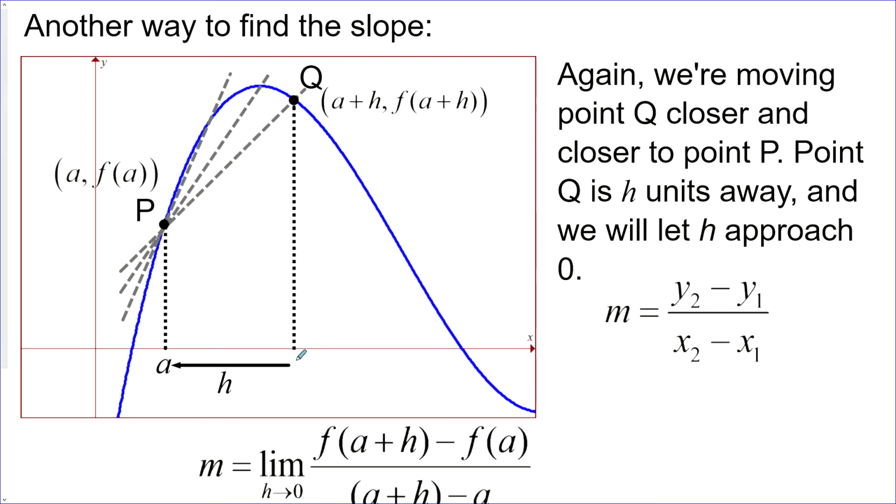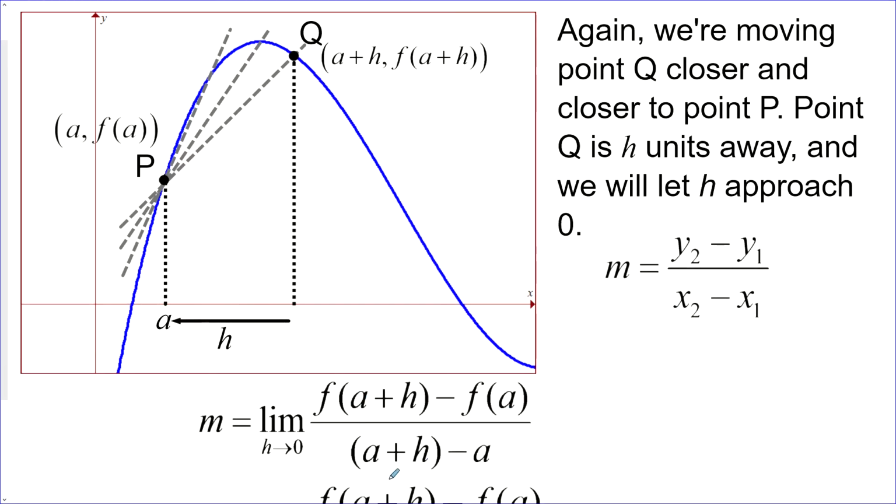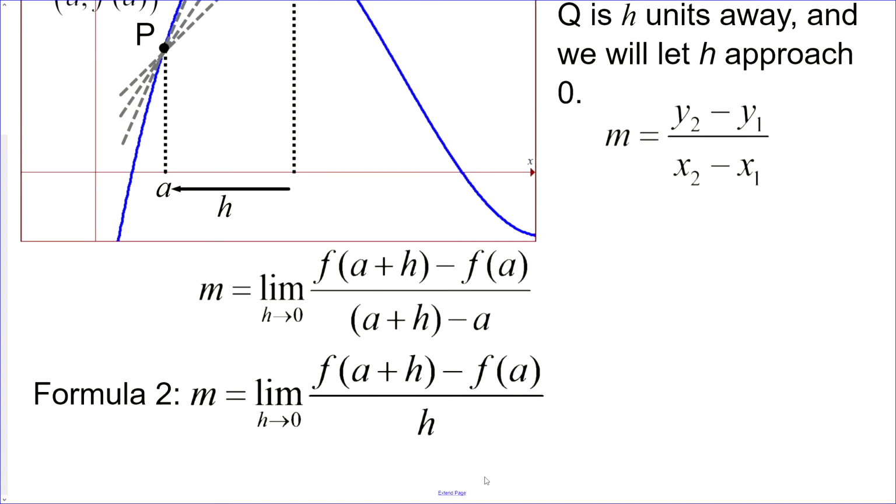So eventually this distance between here and here is going to go to 0. That would mean that this point still is A and f at A. And this point here is going to be A plus h and f at A plus h. So using the same slope formula we had before, this is how it would look, except the denominator will clean up a bit. So we have a here and minus a here, and so we can just clean that up, and this becomes our formula 2.